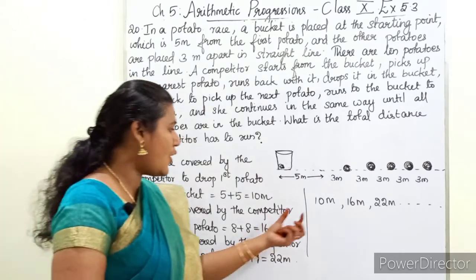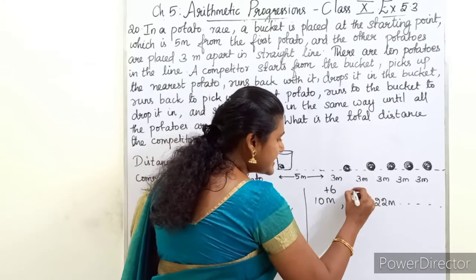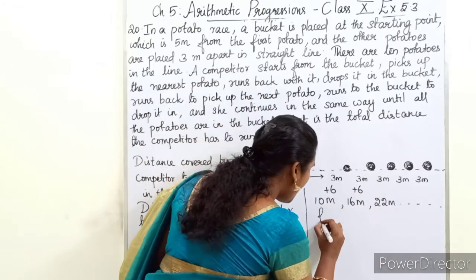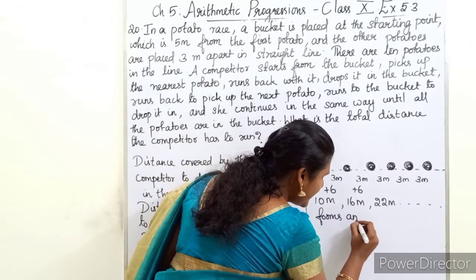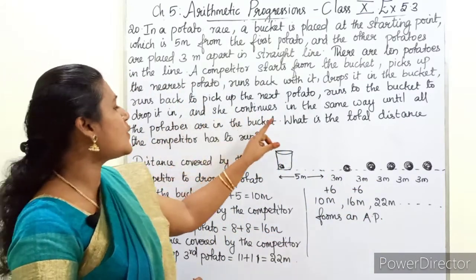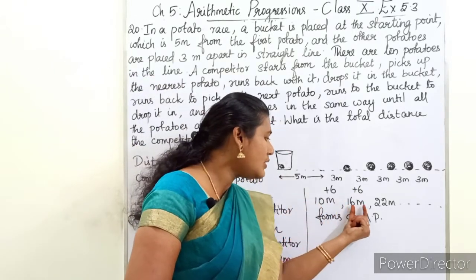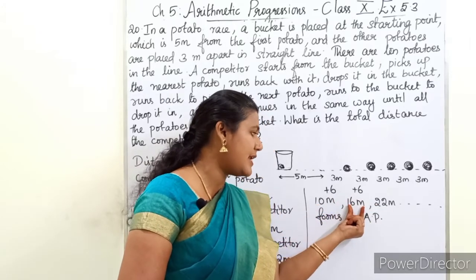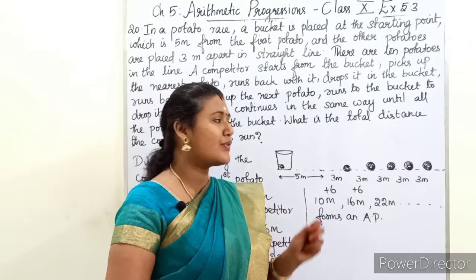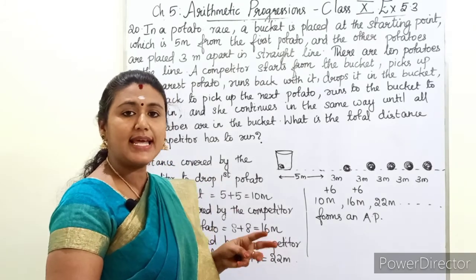Here if you see all these numbers, 10 plus 6 gives 16, again 16 plus 6 is equal to 22. So what can we say? These numbers form an AP. The distance travelled forms an AP. Now what is our question? What is the total distance the competitor has to run? So you have to add all these distances, that is 10 plus 16 plus 22 plus etc. This is nothing but Sn. For finding the total distance travelled by the competitor, we have to find the Sn value.